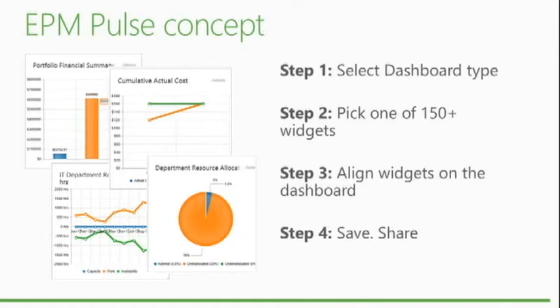First of all, you select a dashboard type: project or portfolio. On the second step, you select the widgets that you would like to add to that dashboard. Then you make some cosmetic changes, aligning and resizing the widgets on the dashboard, and then you're ready. You save the dashboard. You can share it, and it's already displaying all the information in real time from your EPM system.